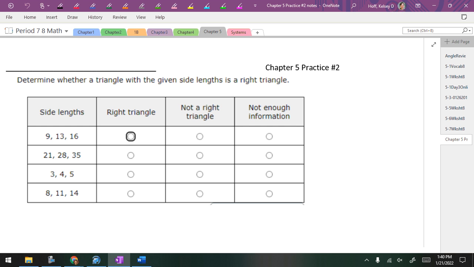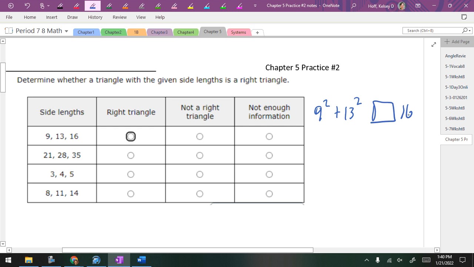Very good. If we're trying to prove whether or not it's a right triangle, we're going to go the smallest one squared plus the medium one squared, put the box, and the largest squared. You guys use your calculator and see what you get. Determine if that is a right triangle or not.